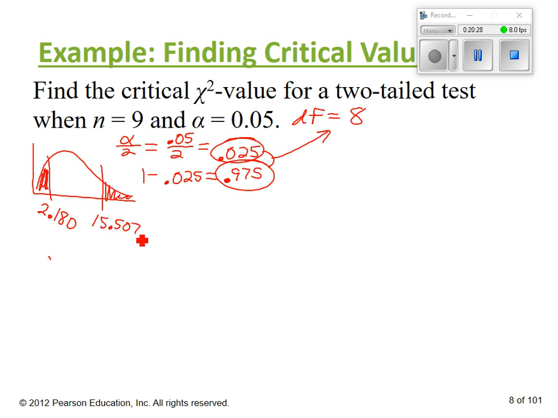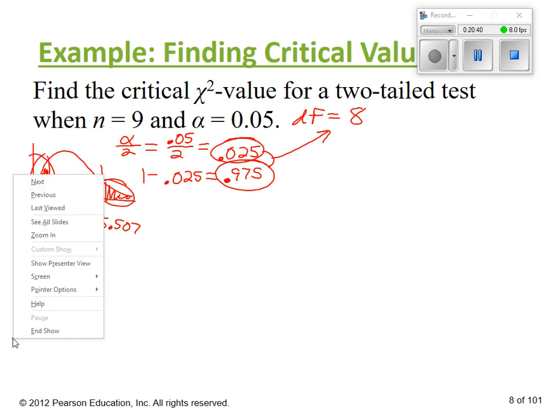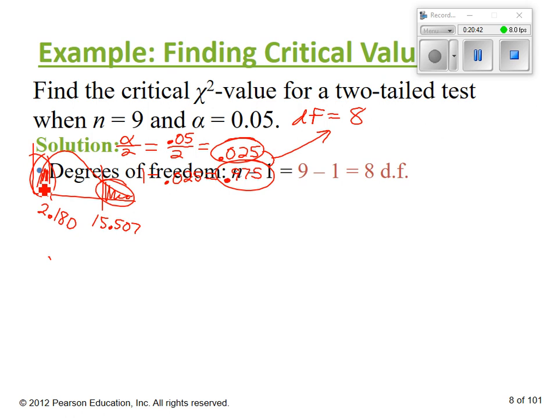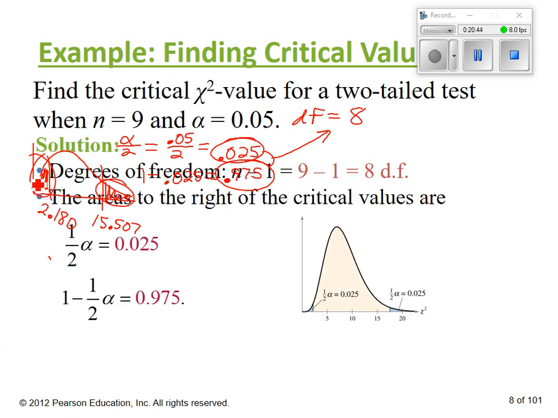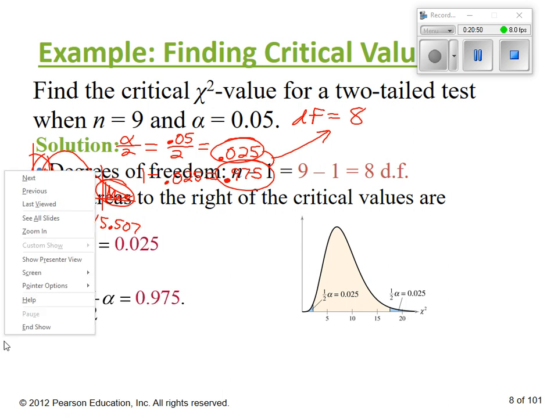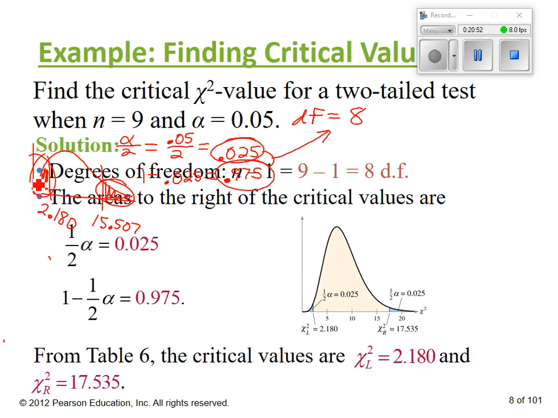Everybody see those on the chart? And then these are our two rejection regions. If our test statistic falls in one of those two regions, then we reject the null, and so on and so on. So nothing really hard about this, you just gotta remember it's a little different than the others. So we got 0.025 and 0.975, we did that right. See if we got these two numbers right.